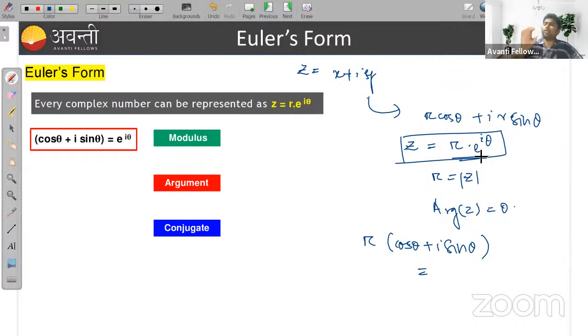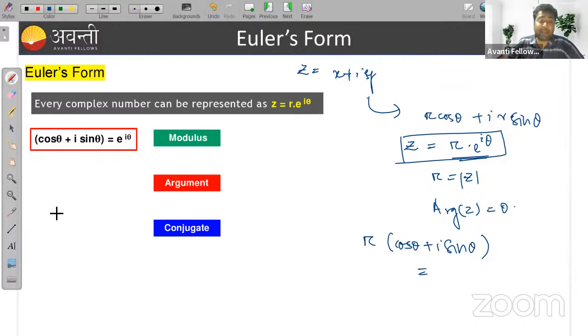So remember, no need to go through the derivation of the formula. Just remember, if the argument of the complex number is theta and the modulus of that complex number is r, then we can say the Euler's form of this complex number will be z is equal to r into e to the power i theta. Is that clear to everyone, guys? Yes, tell me. Clear?